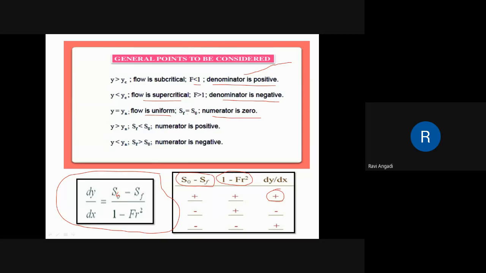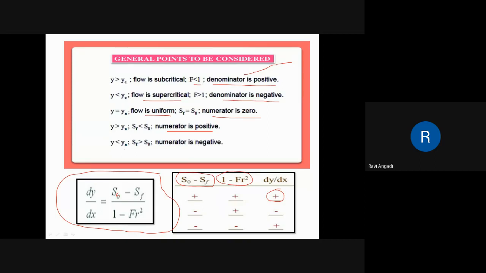Look at this equation and just study. Y equals yn, the flow is uniform. SF equals SO. When SF equals SO, this term equals 0, so the numerator is 0. If y is greater than yn and the slope of the energy line is less than the bed slope, the numerator is positive. When the numerator is positive, you check out the denominator also at that time.